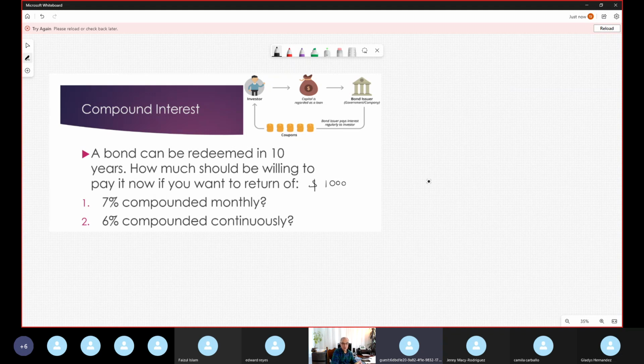Okay, and so you have two possibilities, no? 7% compounding monthly. Okay, monthly, remember, is n equal 12. Or 6% compounding continuously. And continuous, remember, is infinity. You see, as infinity it's a different formula. Let me copy the formulas. Oh, no. Before I copy the formula, much better to copy the information. What is 1,000? What is that? Present value or future value?